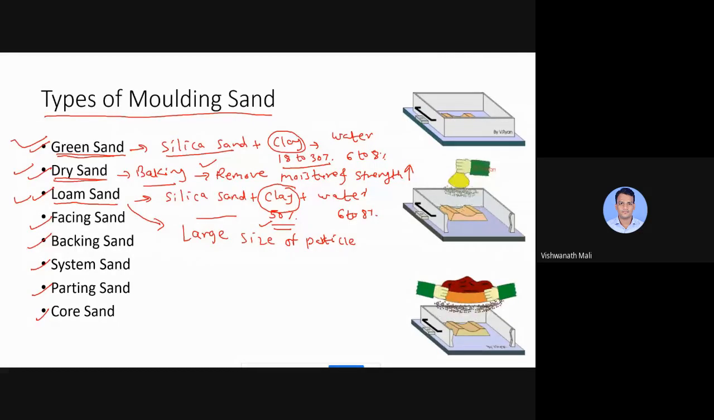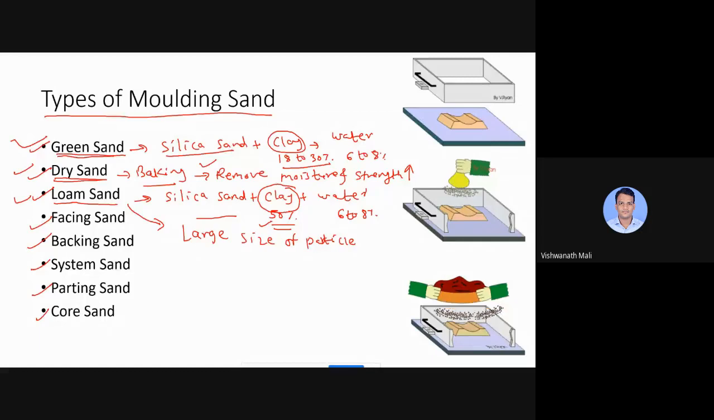Anybody having doubt in these three sands first, then we go for the remaining sand types. Anybody having doubt in green sand, dry sand, and loam sand?